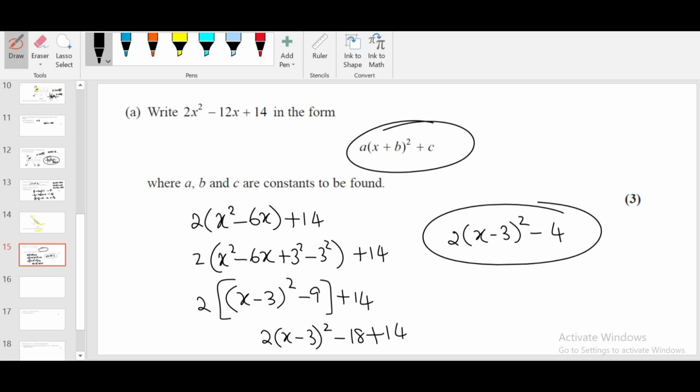Compare these two. A is equal to 2, B is negative 3, C is negative 4. It's an easy 3-mark question. And definitely you will get this type of completing the square method as one of the questions in the board exam. So make sure you practice this.